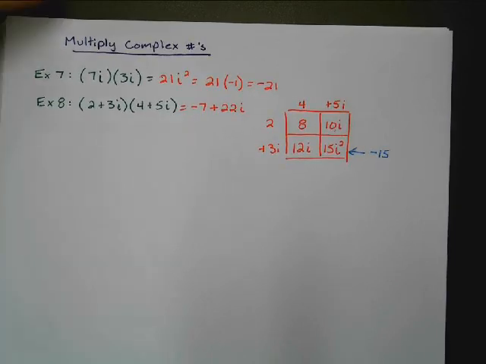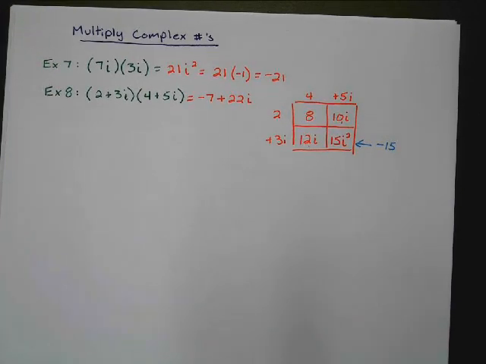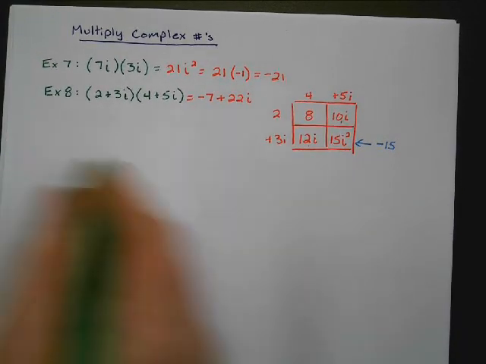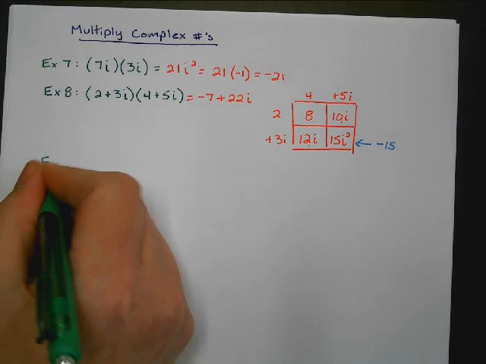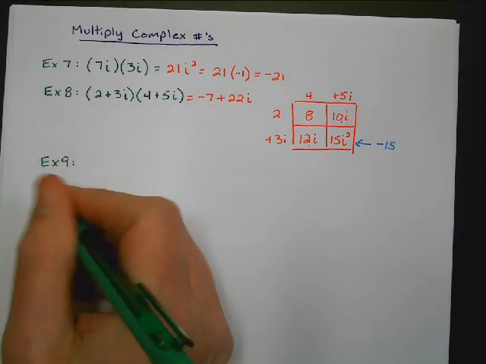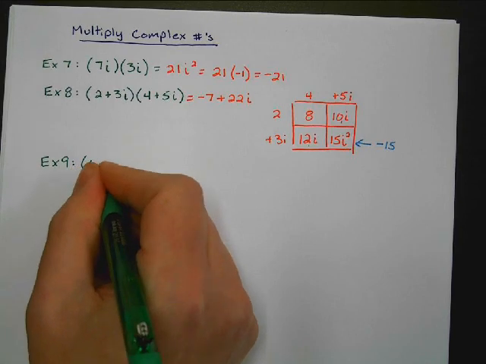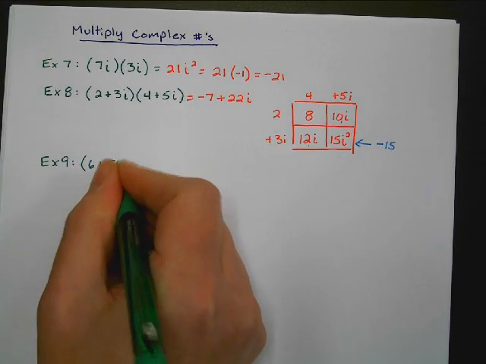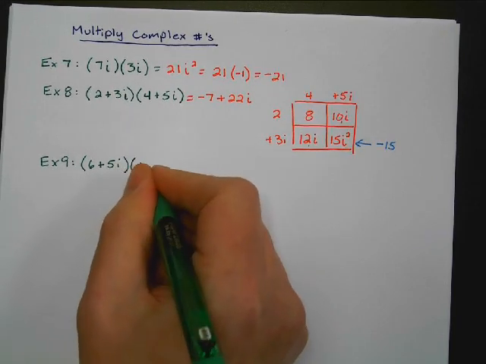At any time, if you want to try to practice these on your own, just hit pause after I've written down the problem, and then see if you can do it yourself. Example 9. We're going to do 6 plus 5i times 6 minus 5i.